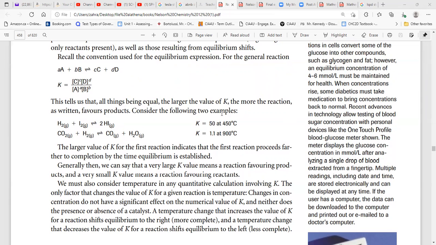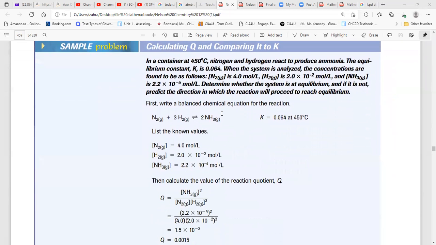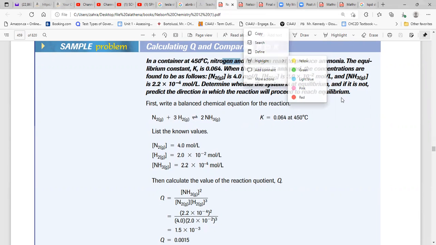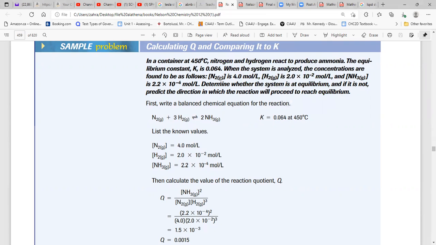So let's look at a question. In a container at 450 degrees Celsius, nitrogen and hydrogen react to produce ammonia. The equilibrium constant K is given to you. When the system is analyzed, the concentrations are found to be 4, 2, and 2.2. So the concentration of each is given to you. Determine whether you are at equilibrium. If not, predict the direction of the reaction.